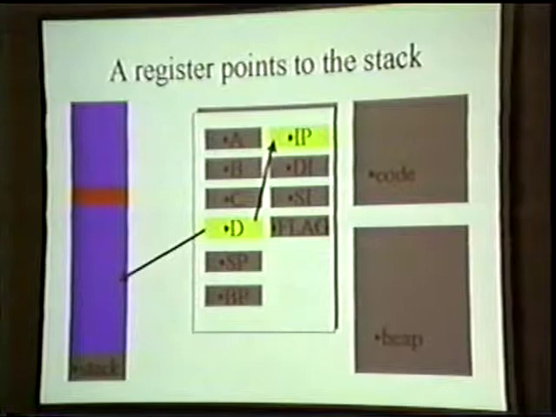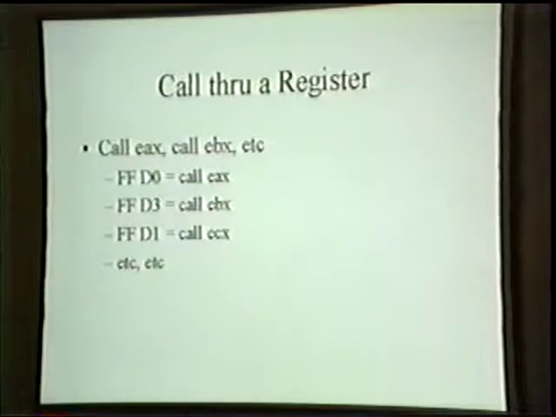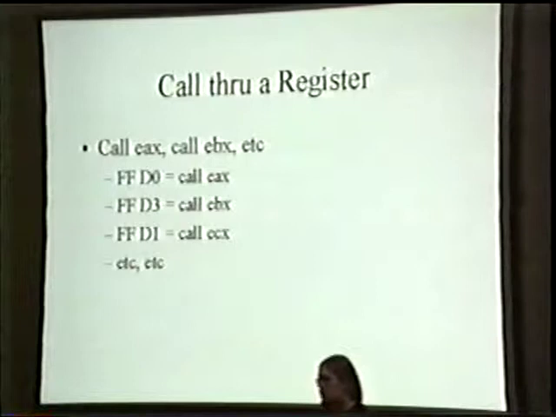Okay, so the idea is I've got to get D into IP. So here's one of the tricks: calling through a register. The following assembly language instructions will translate to call EAX, call EBX, call ECX. Does anybody here know what happens when you do call EAX? What's that? It'll jump to the address in the register.